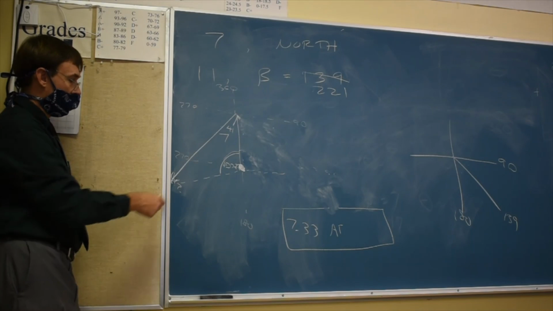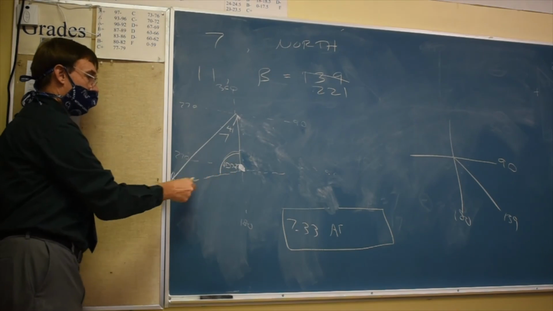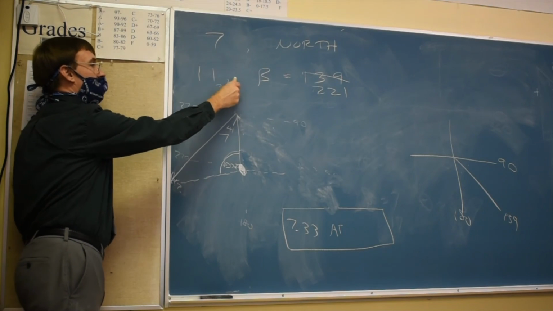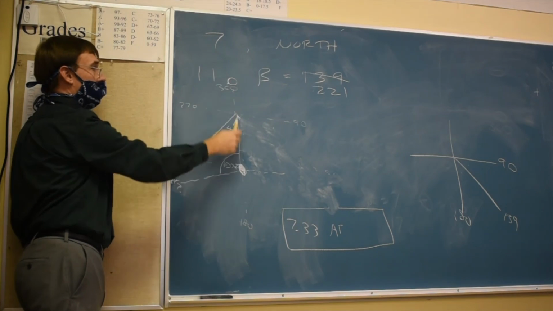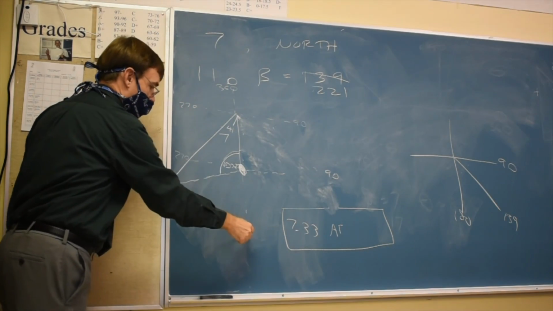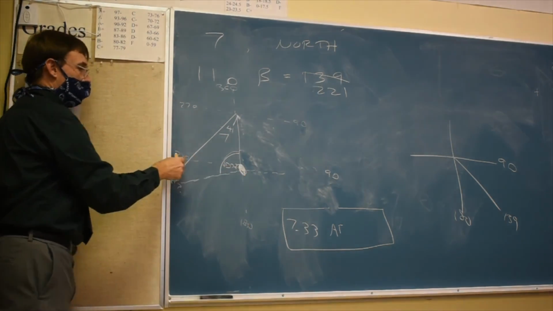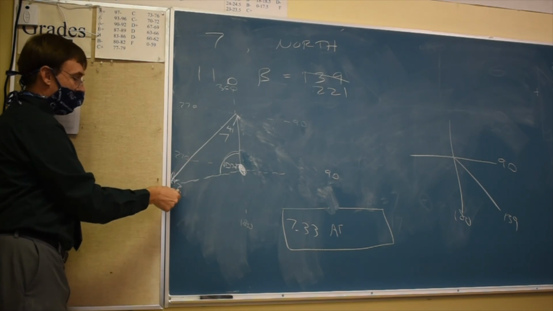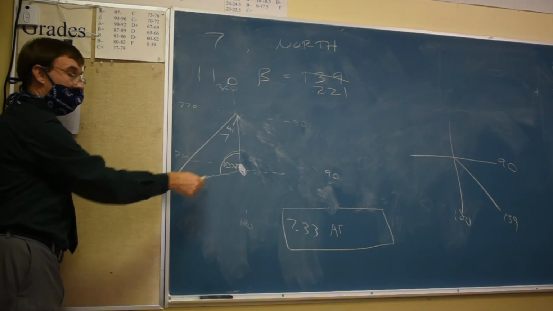Where is this line pointing? So, here's my original starting point. This would be 0 or 360. 90 is that way. 180 is down here. 270 is across. What number would I be pointing to if we know the 100?